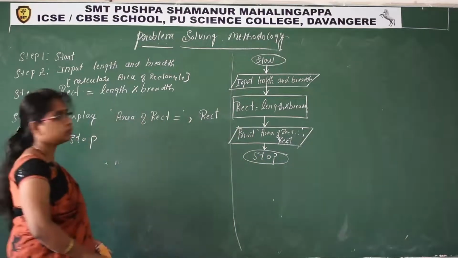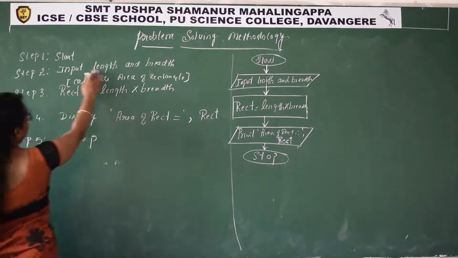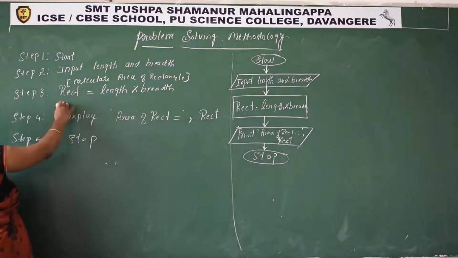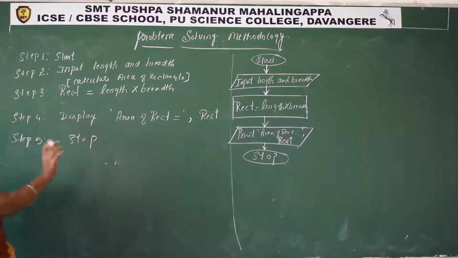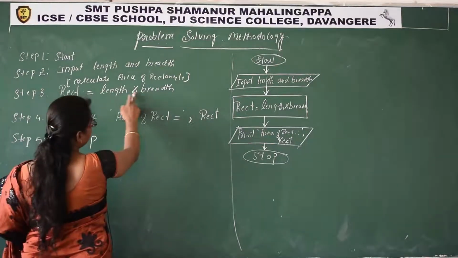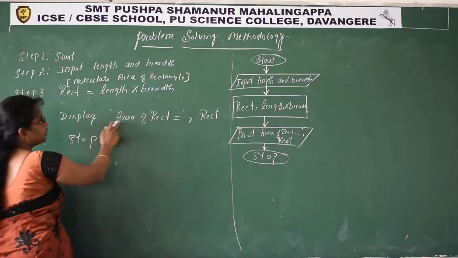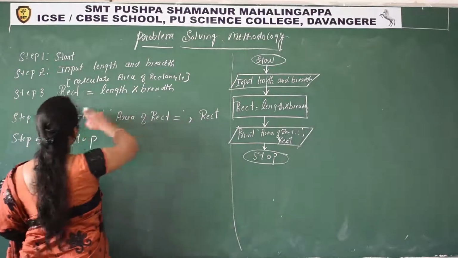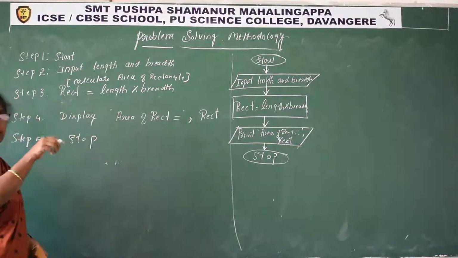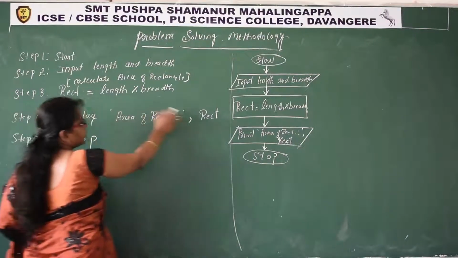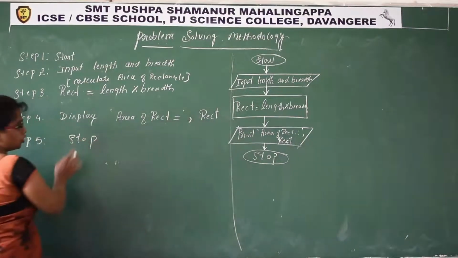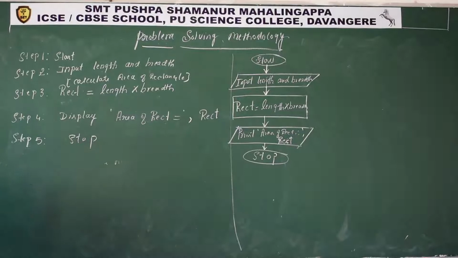For square also, first input side, then square is equal to, you can take any name here. square is equal to side into side. Then display area of square is equal to, and whatever identifier you have taken to store the result, you have to write that identifier, then stop. For that you have to draw the algorithm and flow chart.